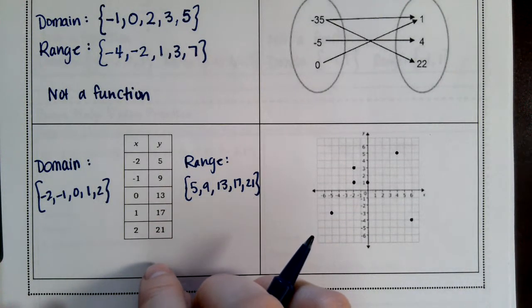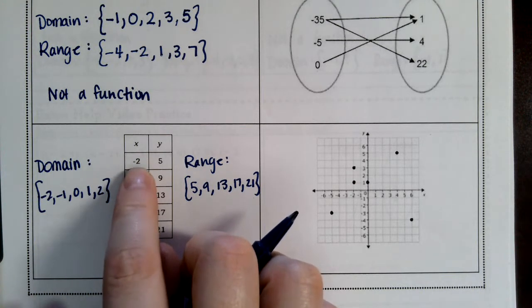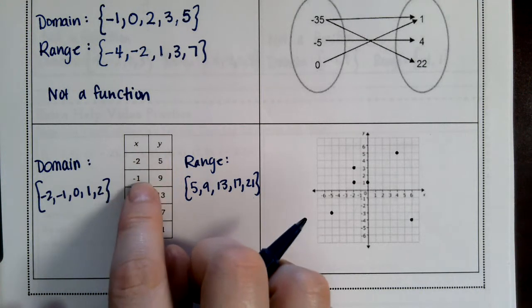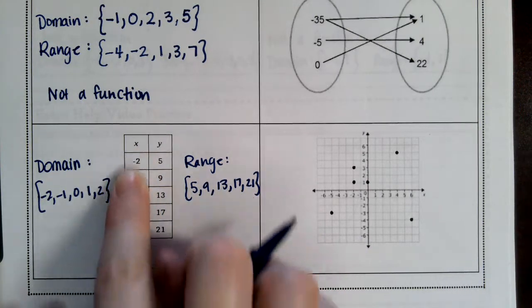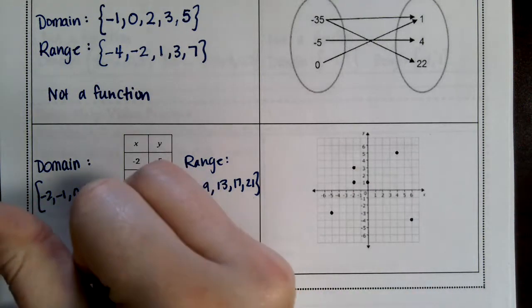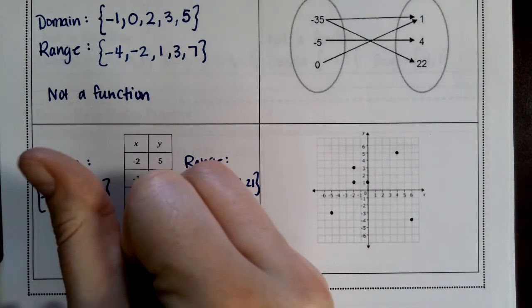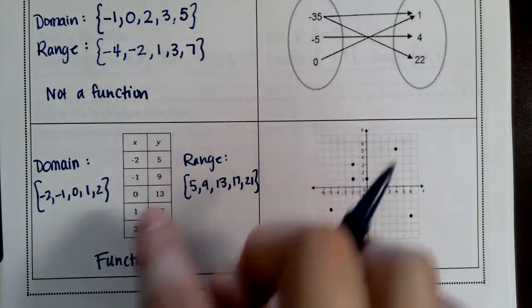To figure out if it's a function or not, remember I need to see if any one person has 2 birthdays. In a table, that would be like 2 rows that start with the same thing. So if I had -2, 5, and then -2, 9, that would not be okay. Since all my X's are different, there's no opportunity for one person to have 2 birthdays. So this is, in fact, a function. Every person is different, and every person has their own birthday.